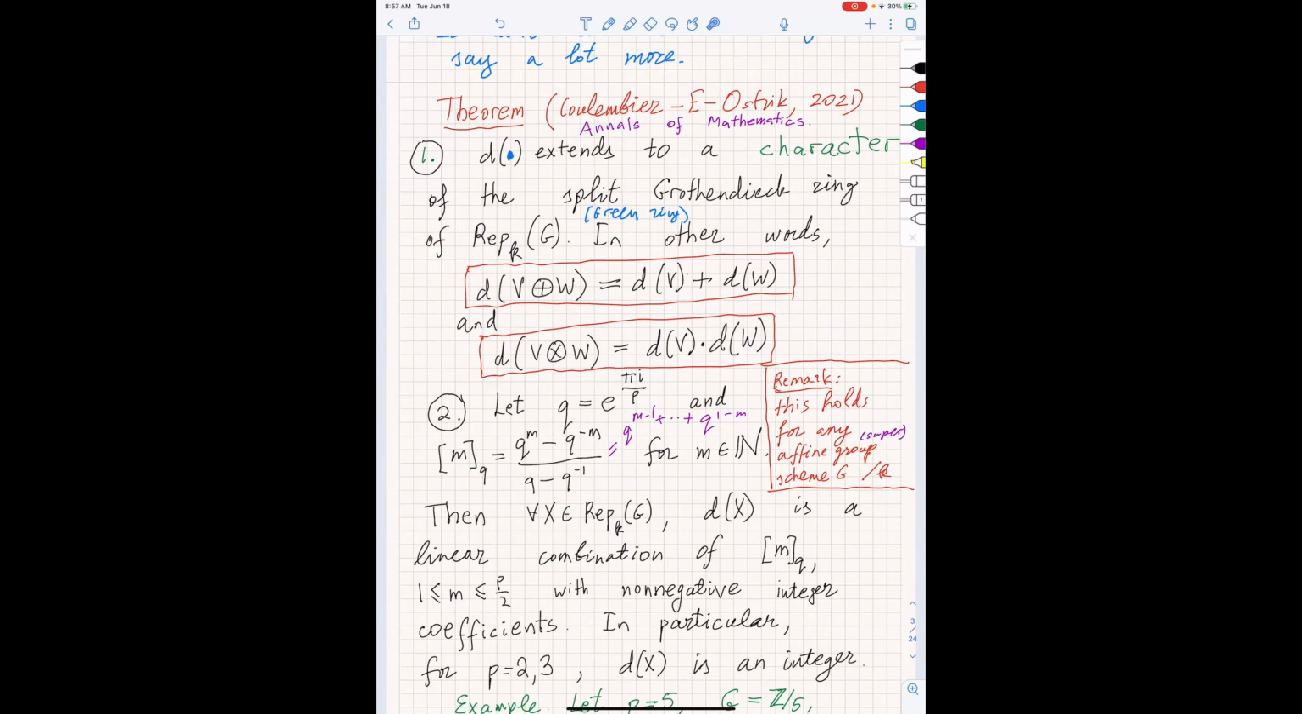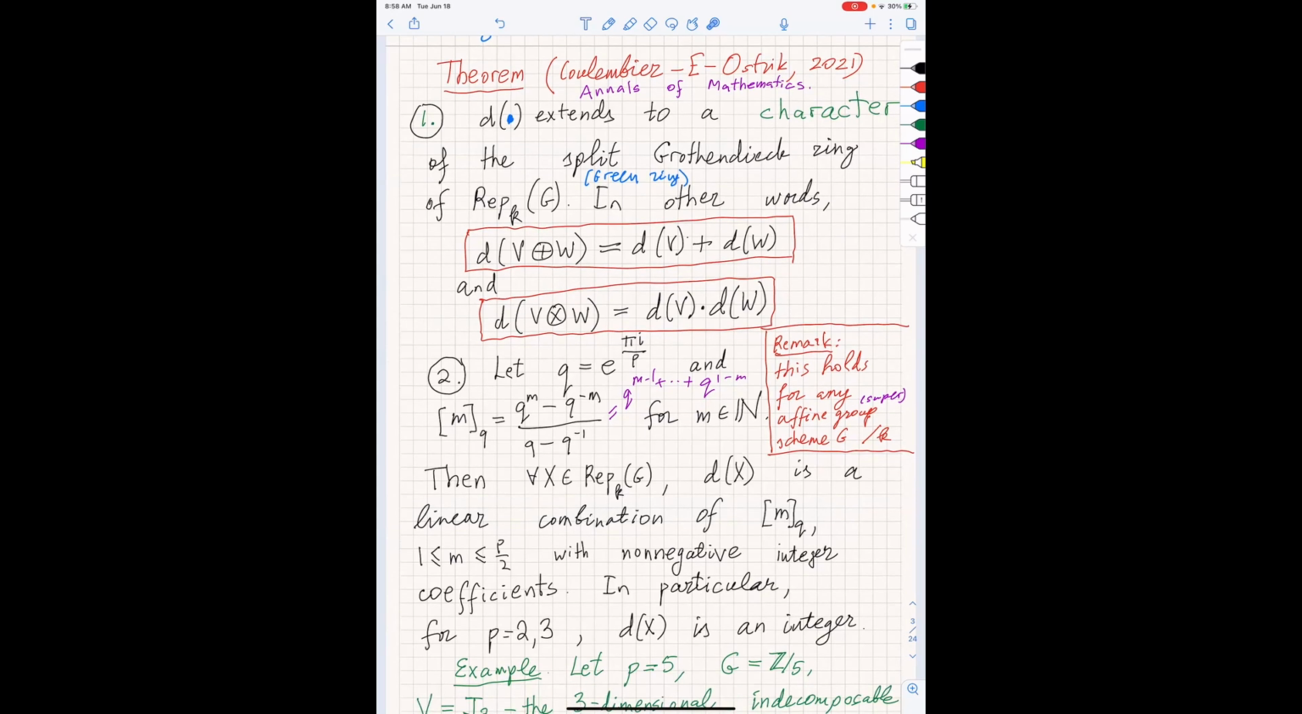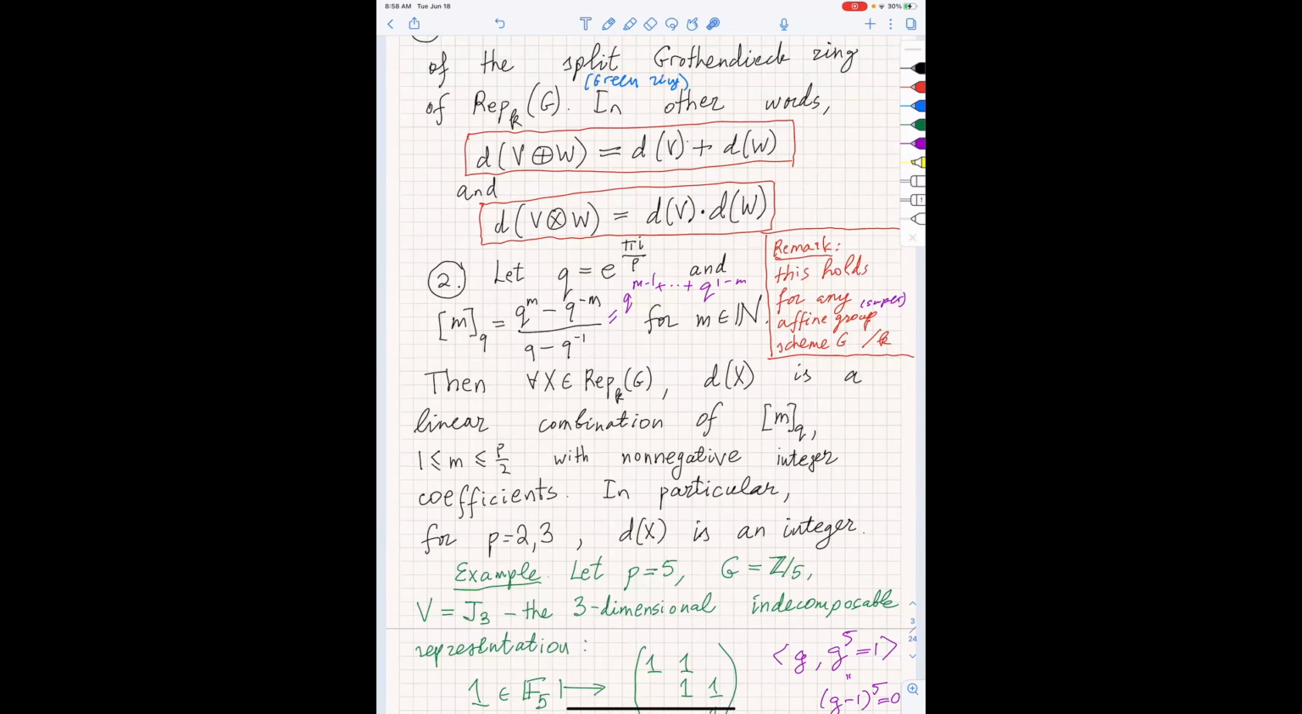So let q be a root of unity, e to the pi i over p, and m sub q is the q-analog of the number m, which is q to the m minus q to the minus m over q minus q inverse. So this is this sum. And then for every x in the representations of G, d of x is actually a linear combination of these numbers with non-negative integer coefficients, where m runs between 1 and p over 2.